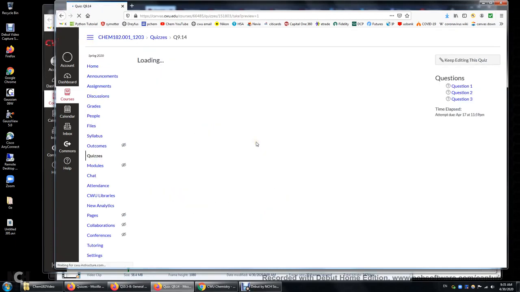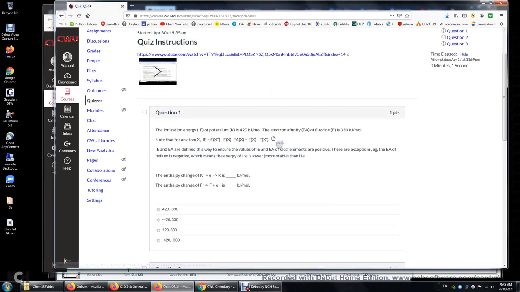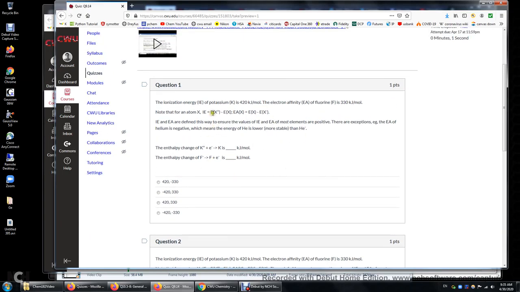Preview. Wow, this question is very complicated, but first I want to remind you of one thing. The definition of electron affinity is wrong in the textbook. The electron affinity of fluorine is supposed to be positive according to IUPAC. But unfortunately the textbook is wrong. It gives you negative 330. But anyway, the meaning is the same.